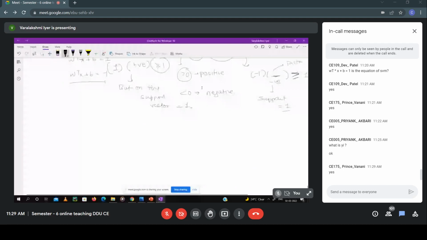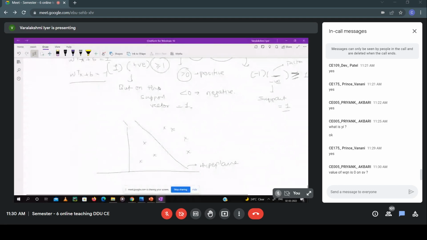So this was the hyperplane. This is the actual hyperplane that is separating your data. And we have certain support vectors that are closer to this hyperplane. So we are passing a hyperplane through these support vectors also, right?